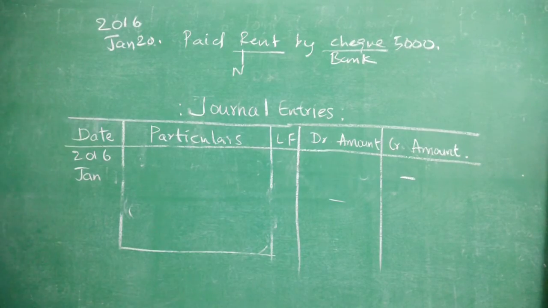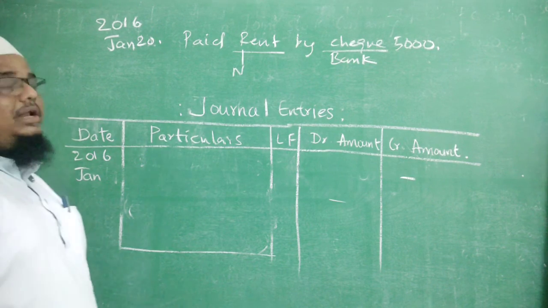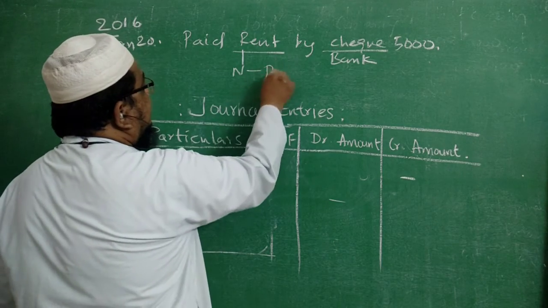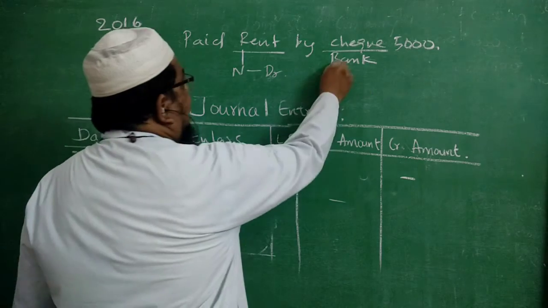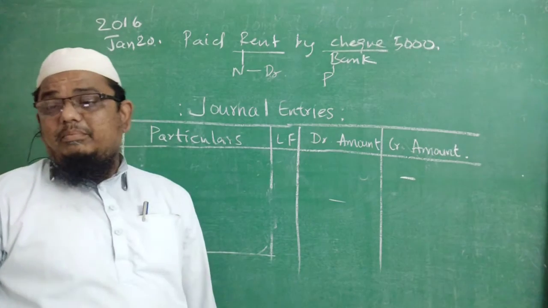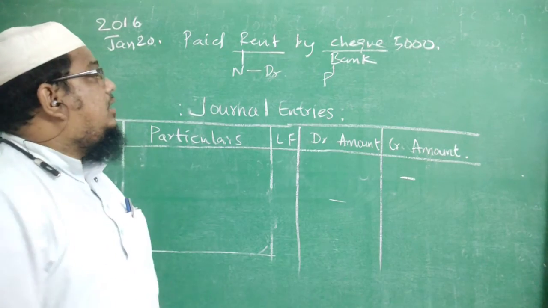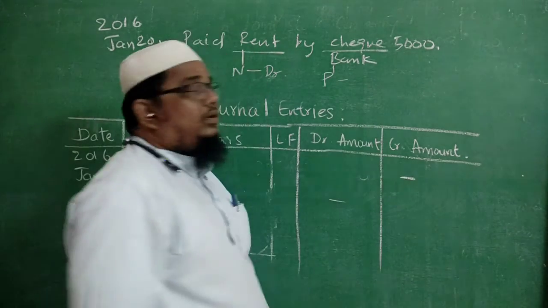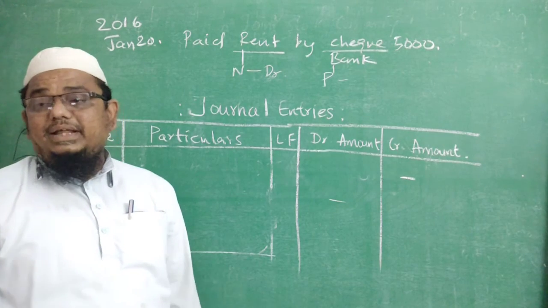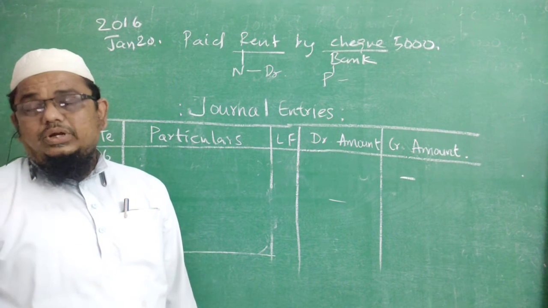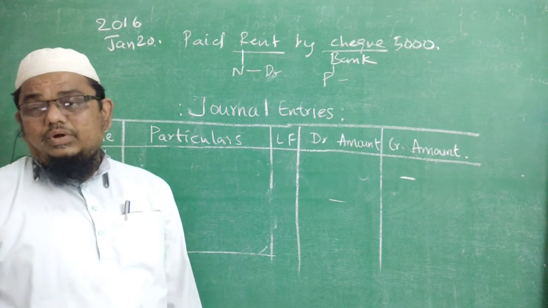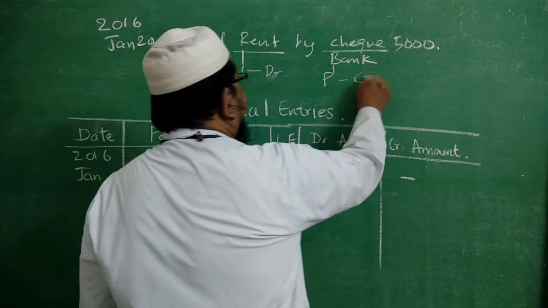Now here, nominal account rule: debit all expenses and losses. So we are going to debit this rent. Okay. Then bank comes under personal account because bank is an organization. It is a firm. Okay. Now here bank is paying that rent. We are issuing a check. So here the payment is made by bank. So debit the receiver, credit the giver. So here the giver of rupees 5,000 for rent is bank. So credit.